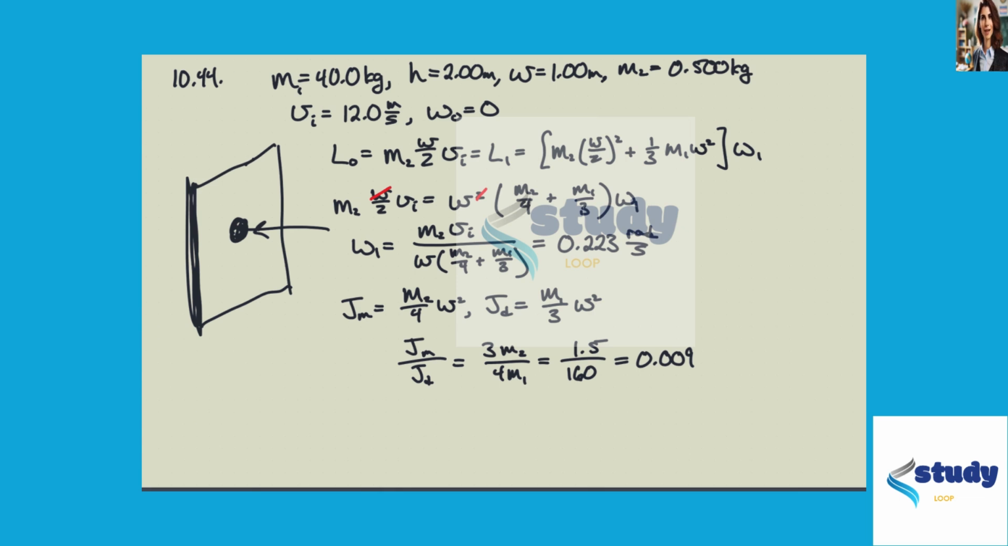Now, we're asked about including the moment of inertia of the mud. Well, the moment of inertia of the mud is m2 over 4 w squared, and the moment of inertia of the door is m1 over 3 w squared. And so that ratio is 3m2 over 4m1, and that's 1.5 over 160, or about 0.009. So what we're saying is that this term here is very small compared to that term there. And so we could probably just neglect that, and we'd get something very, very close to this.